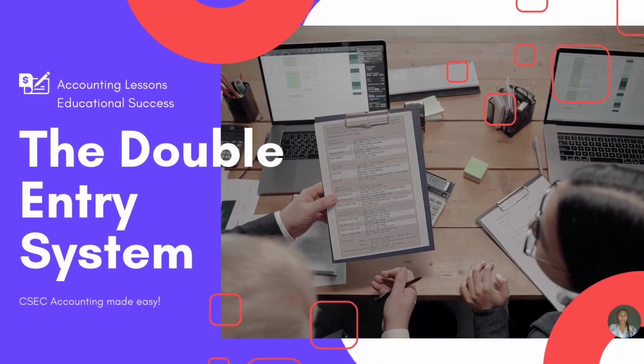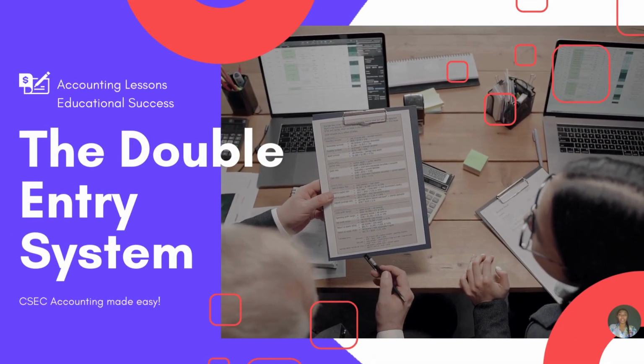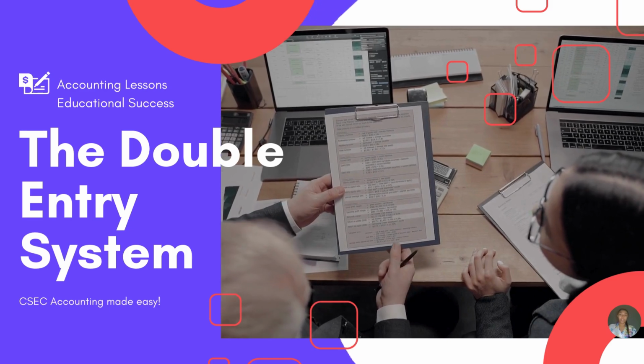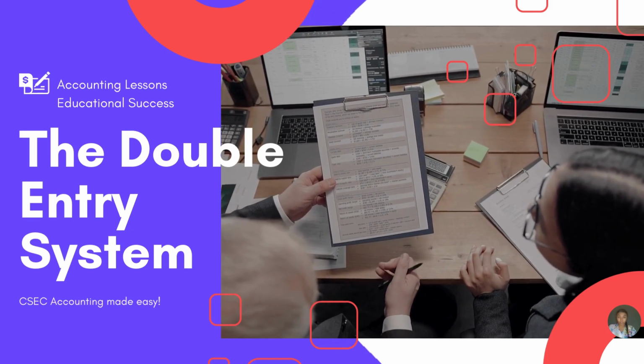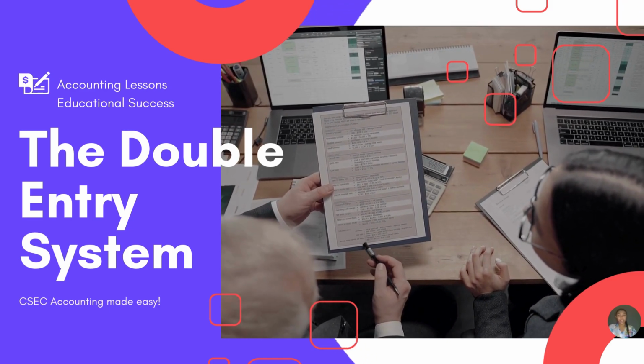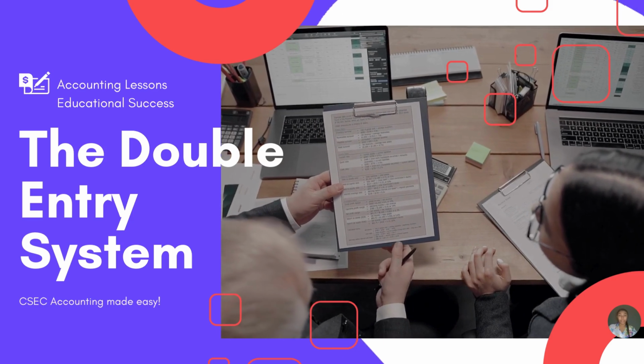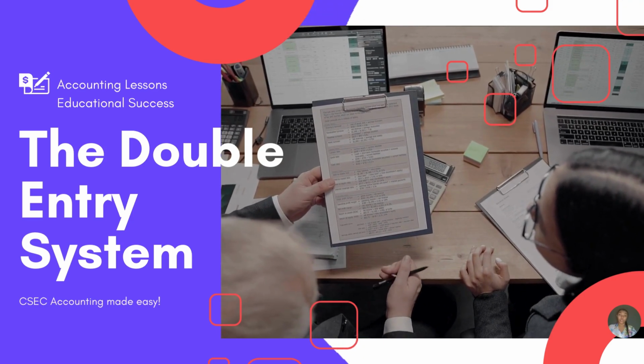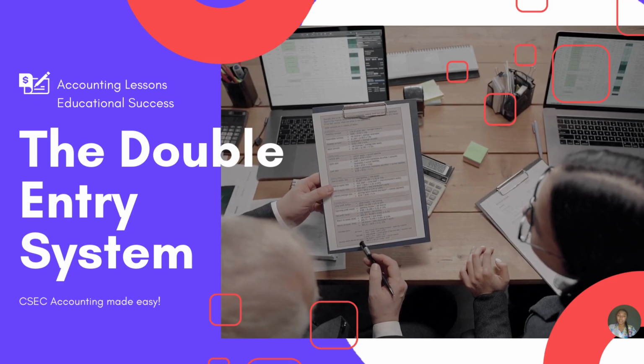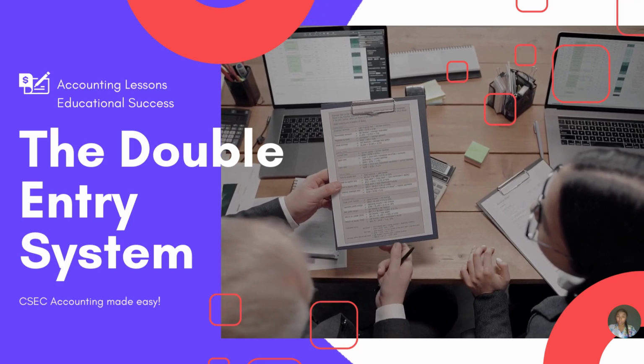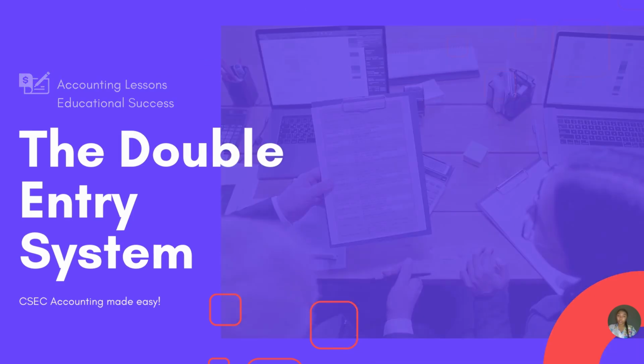Hi everyone, we're gonna do a little recap on double entry because this tends to be extremely important in accounts, and it's also an area where some students tend to struggle a bit. So we're gonna take a look at the double entry system, just a little breakdown on it.